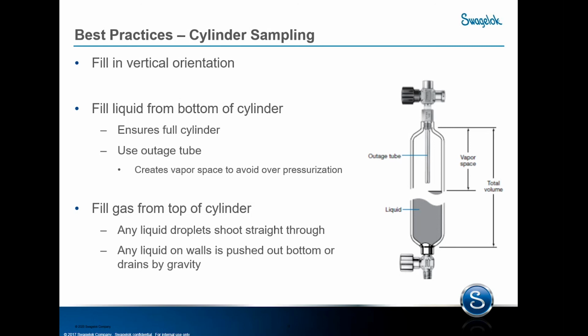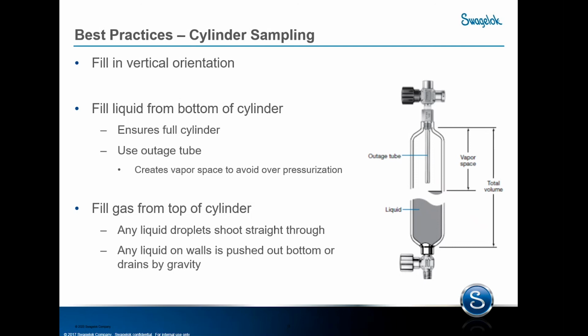So with liquids, a common way of doing this is to use an outage tube. The outage tube shown here on the right creates a vapor space that helps to protect the cylinder from overpressurization due to the thermal expansion of the liquid. Without that space, the liquid, which is incompressible, would have nowhere to go if it is expanded due to some sort of rise in temperature. There'd be a chance that the cylinder could rupture.